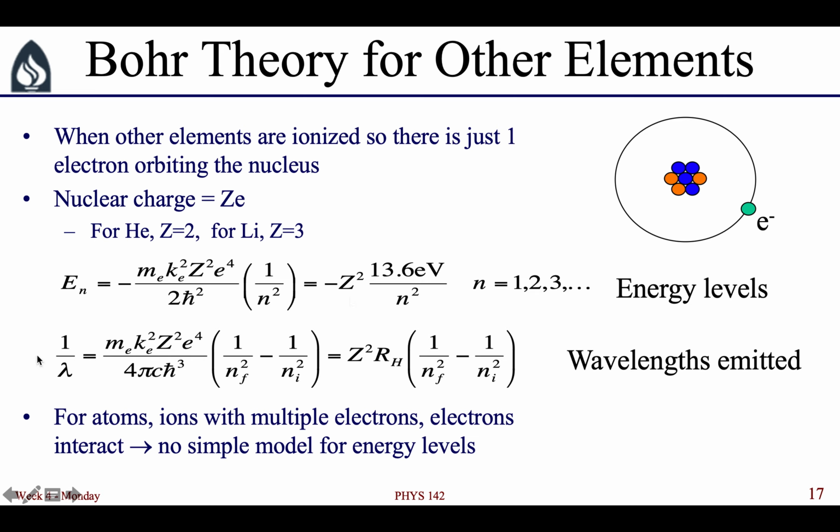The wavelengths can also be predicted by modifying the expression we had before, and we end up with 1 over the wavelength being the same expression, but once again with a Z squared term. So if someone tells you that you have an ionized atom so that only one electron is remaining, it's still possible then to predict the energy levels and the wavelengths that are emitted when that one electron jumps from a higher energy level to a lower energy level.